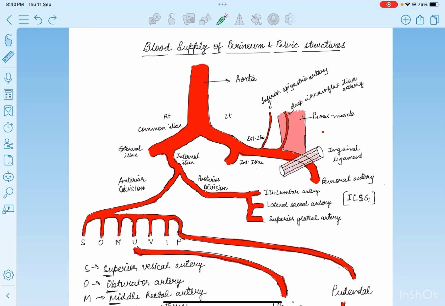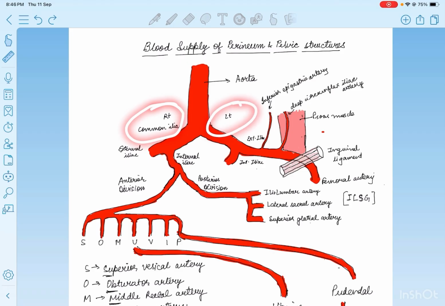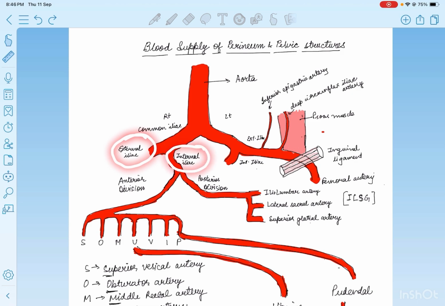Today's topic is a difficult one, but I'll make you understand in a very simplified manner. The blood supply of the perineum and pelvic structures. So, the aorta gives branches to two common iliac arteries, right common iliac and left common iliac arteries. These common iliac arteries further give branches to the external iliac and internal iliac arteries. Now the internal iliac artery is the main artery which will be supplying the perineum and pelvic structures.